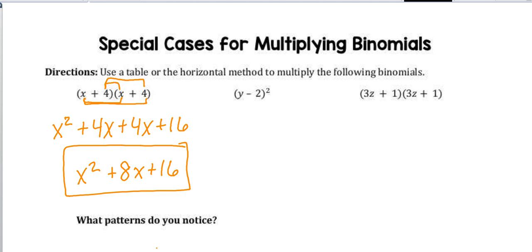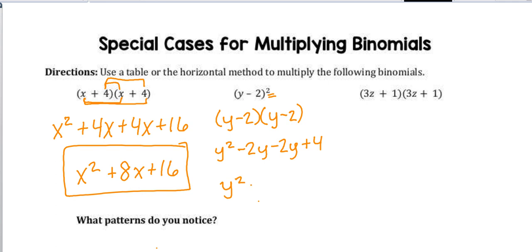Now let's do the same thing for the second one. Remember, this squared is not allowed to be distributed in. This actually means y minus 2 times y minus 2. First, outside, inside, last, I get y squared minus 2y minus 2y plus 4. So I have y squared minus 4y plus 4.